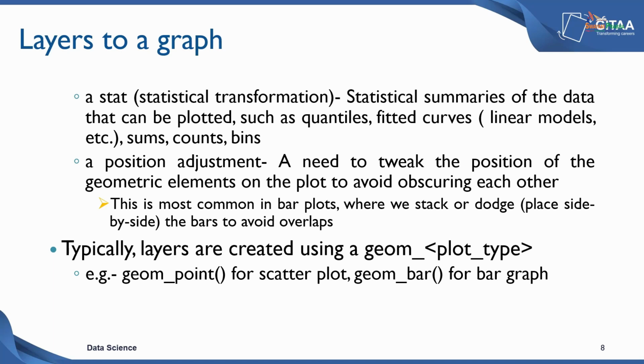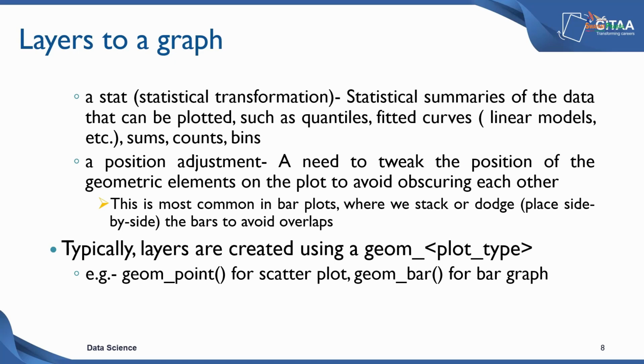Now this is most common in bar plots where we want to stack the bars together or one over the other. So in such cases, I would be using a position adjustment. Typically all these geoms are created using the function geom underscore the type of the plot. So let's say if I want to create a scatter plot, I'm going to be using the function geom underscore point. If I want a bar graph, then I would use geom underscore bar. So geom underscore is common for all these functions, but depending on the type of plot that you want to produce, you just have to plug in the corresponding term.